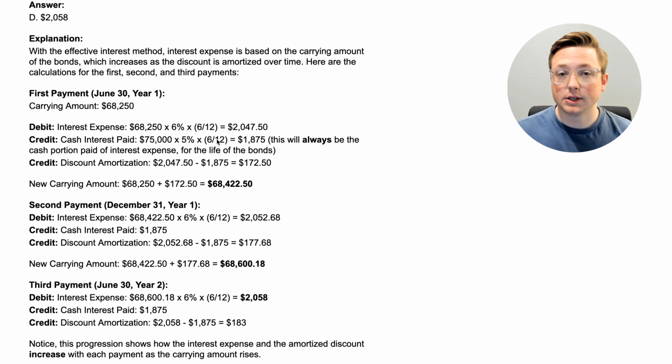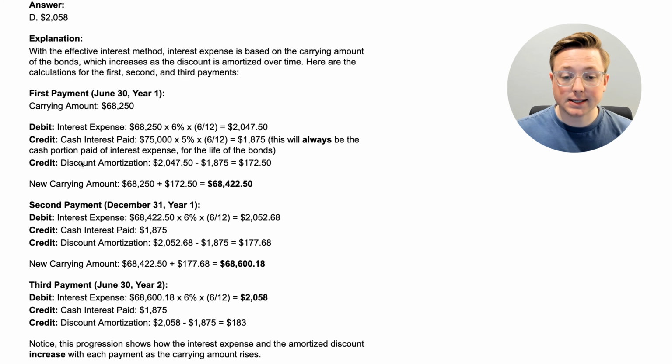And again, still using 6 out of 12. So that's going to give you $1,875. And by the way, this will always be the cash portion paid of the interest expense for the life of the bonds. So for the whole rest of the time, for every single journal entry you make for this specific bond, the cash interest paid is going to be this $1,875. That is not going to change throughout the life of the bond, unless maybe something crazy happens, but that's not what we're covering in this video. So $1,875 is the cash interest paid.